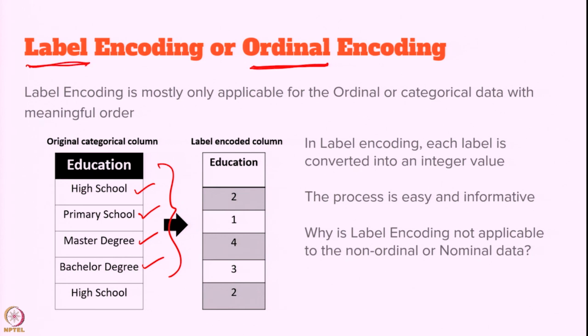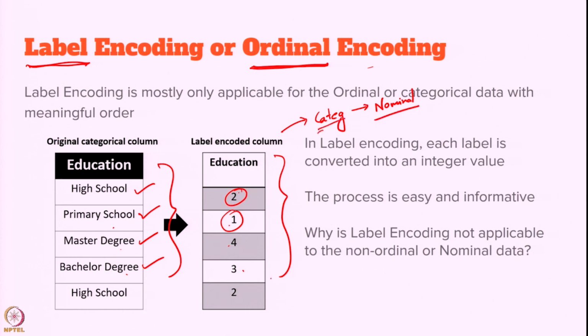What we do here is convert the given data into integer values. Primary school is 1, high school is 2, bachelors is 3, masters is 4. This type of conversion is called label encoding or ordinal encoding. This is very easy and very informative as well. Now the question is, since it is very easy, can we do this for the categorical variable which is nominal?